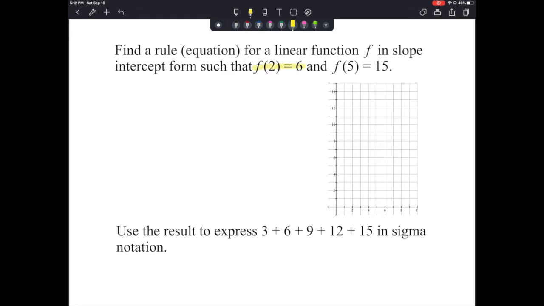First of all, what does this mean? F of 2 equals 6 means the point 2, 6. F of 5 equals 15 means the point 5, 15. Now you can plot each of those on your graph if you want to. But you could use that to find the slope as well. We could say m is going to equal 15 minus 6 over 5 minus 2, which gives us 9 over 3, or 3. Means we're going to go up 3 and over 1.